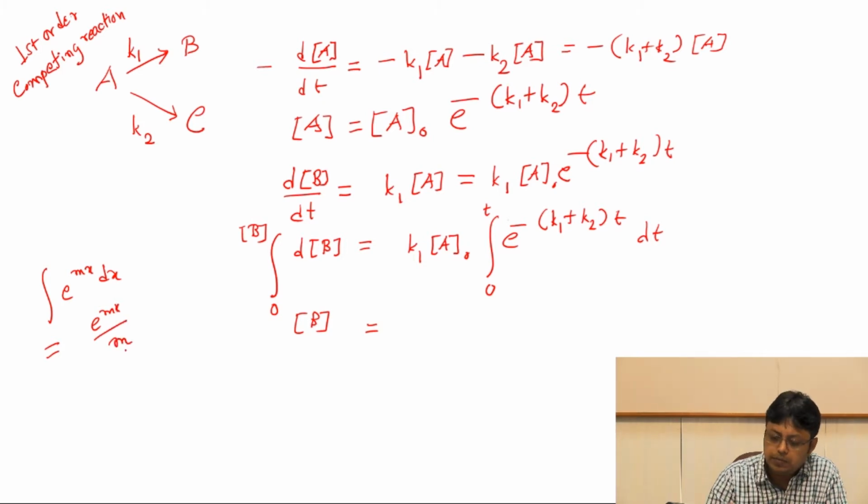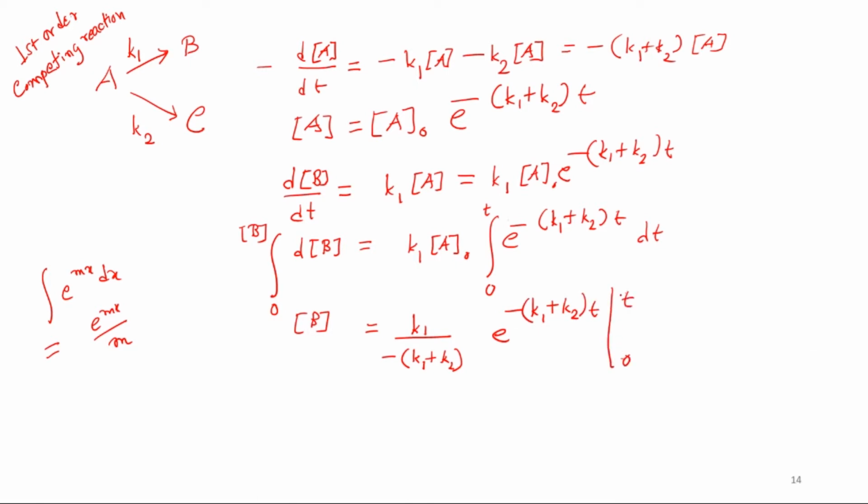Here m is minus (K1 plus K2), so you can just write it as K1 divided by minus (K1 plus K2), and this will be into e to the power minus (K1 plus K2) into T, evaluated between the limits 0 and T. If you see at 0, e to the power 0 is 1, and that is the lower limit, and the upper limit will be just e to the power minus (K1 plus K2) into T. So it is e to the power minus (K1 plus K2) T minus 1, but that minus 1 we can introduce the minus sign inside and write it as K1 by (K1 plus K2) into, writing the lower limit first, 1 minus e to the power minus (K1 plus K2) T, and this is the concentration of B.